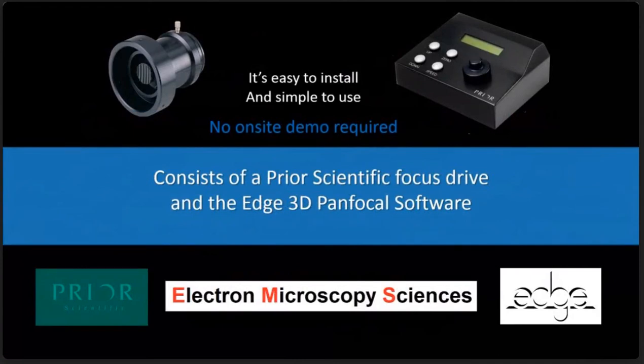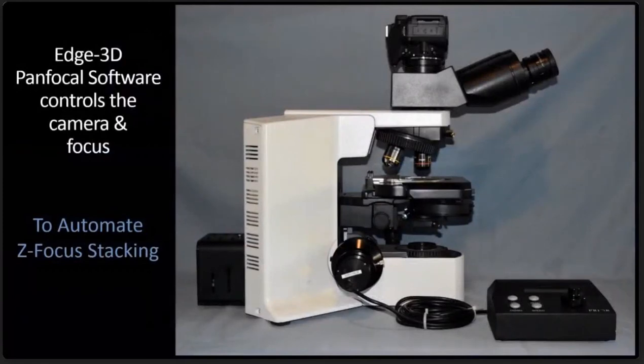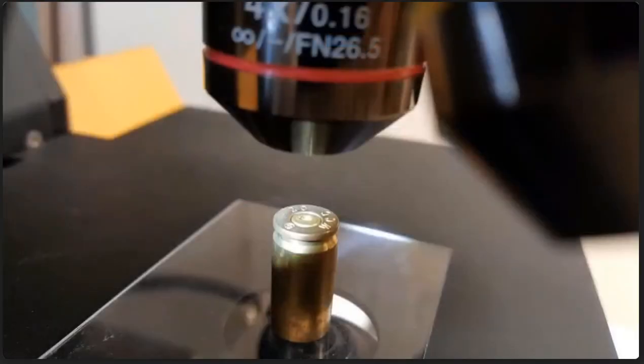It's easy to install. It's simple. No on-site demo is required. It basically consists of the Prior Scientific focus drive and the Edge 3D panfocal software, which you download onto your Windows 10 computer. So here's an example. This is a 20-year-old Olympus microscope, and essentially, the panfocal software controls the camera and the focus, that's the focus drive, and it automates Z focus stacking. So let's show you an example.